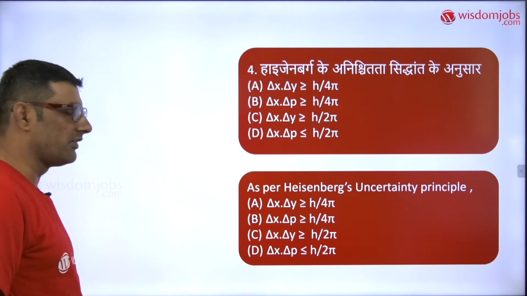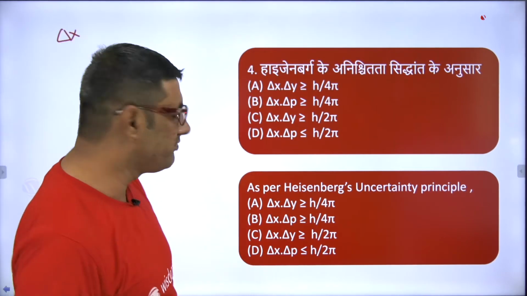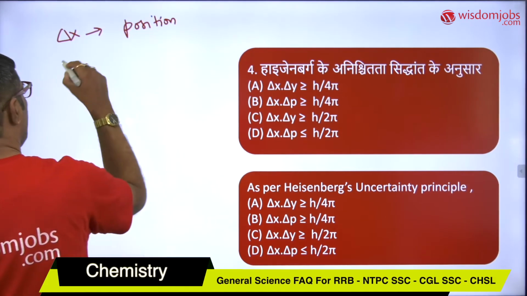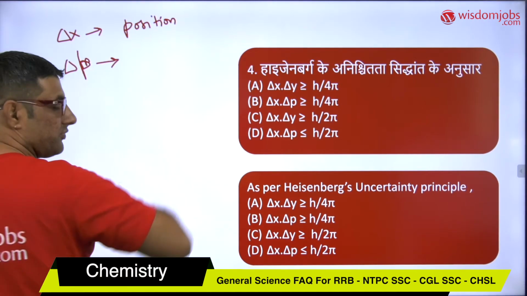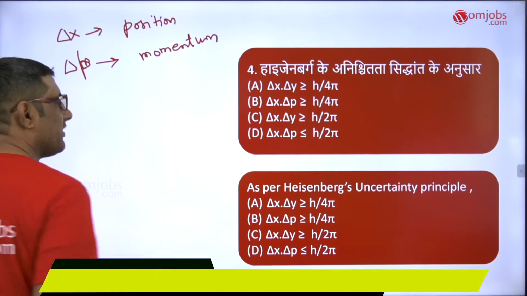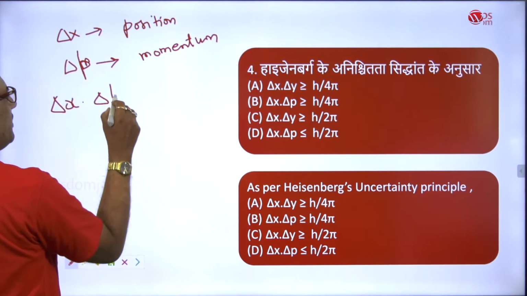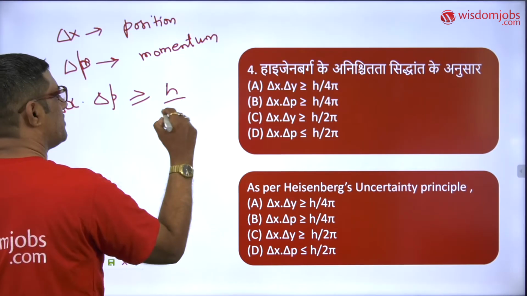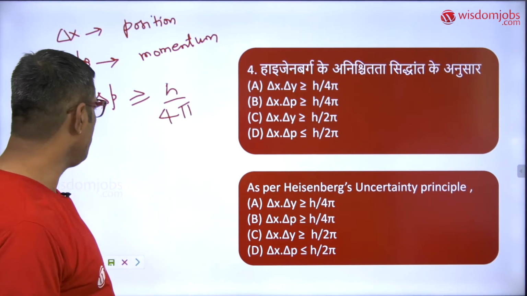Now let us discuss what is Heisenberg's uncertainty principle. Delta x is the uncertainty in position of an electron, and delta p is the uncertainty in momentum of an electron. Then Heisenberg's uncertainty principle states delta x into delta p greater than or equal to, the multiplication, h upon 4 pi. Okay, this is the Heisenberg's uncertainty principle.